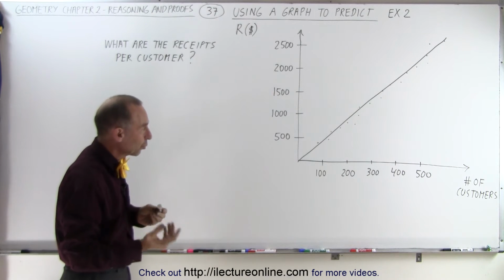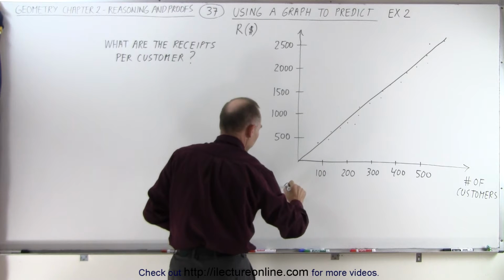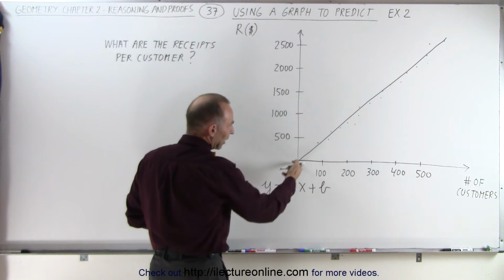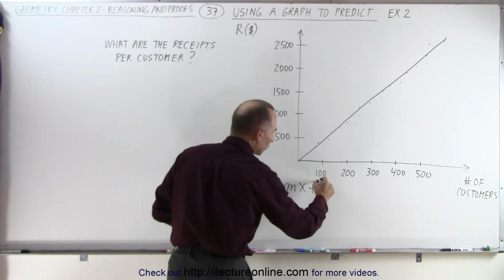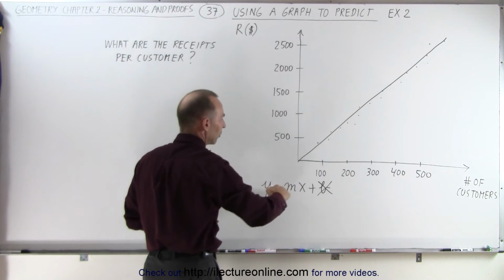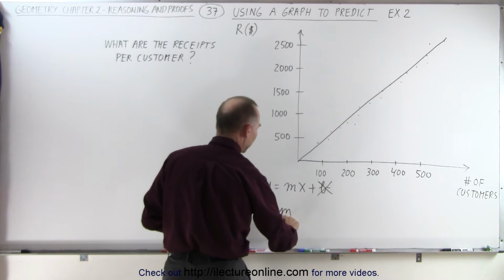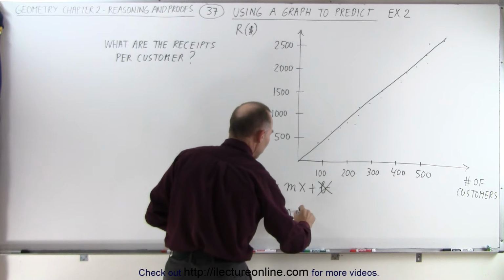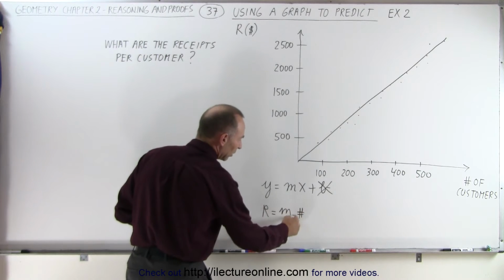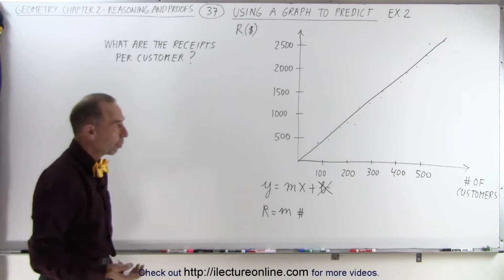What we can do here is realize that this is a straight line. So we have the equation y equals mx plus b that would represent a straight line. Since the line comes through the origin right here, there's no y-intercept, it's equal to 0. So we have y equals mx, where y is the vertical axis and x is the horizontal axis. Essentially, the receipts is equal to the slope of the line, m, times the number of customers. So the relationship between the receipts and the number of customers is the slope. Now we're going to figure out what that slope is equal to.